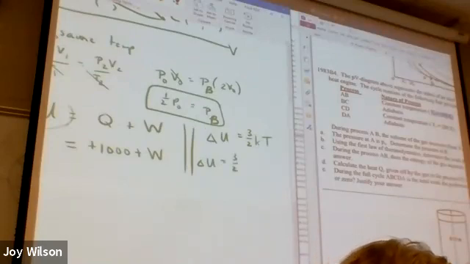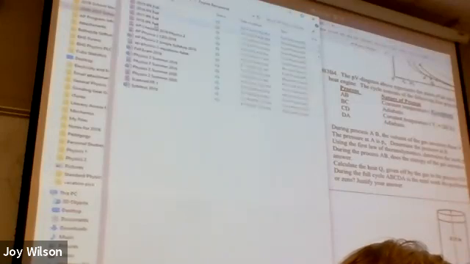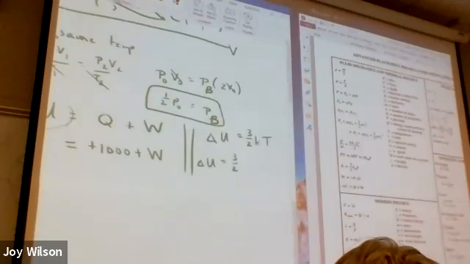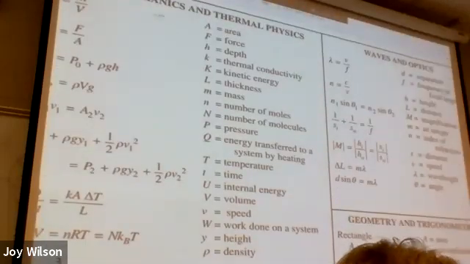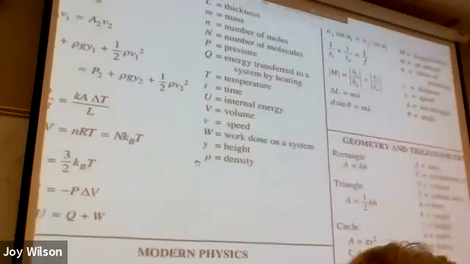And then I pull out my ever-present trusty formula sheet. Let's look at that for just a second. I'll show you where to find these. The best part about the equation sheet is it is grouped by topic. So fluid mechanics and thermal physics are all right here.